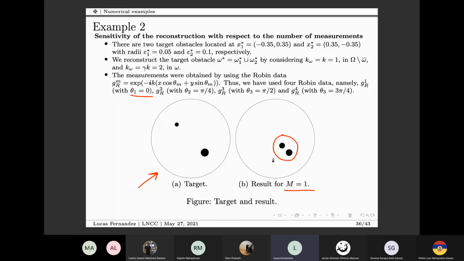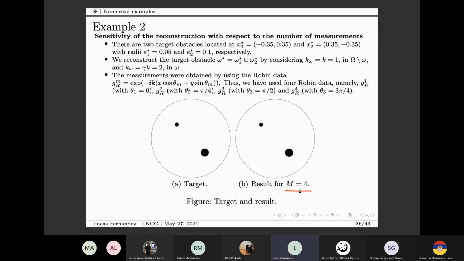So such a result does not show any improvement when the reconstruction process is performed with 2 or 3 measurements simultaneously. However, when the reconstruction process takes into account 4 measurements, the algorithm successfully recovers the 2 obstacles. So this example shows us that for multiple obstacles of different size, more information is required to achieve an accurate reconstruction of the target domain. So you need more measurements, okay?